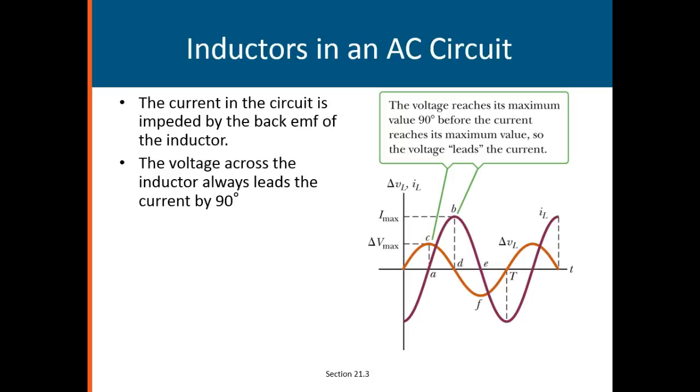When the voltage is at its minimum here, its change is minimal, so that makes zero current across the inductor. Then when the voltage is at its maximum change here, in the positive direction, the back EMF is at maximum in the negative direction. And it continues like that. So the voltage leads the current by 90 degrees in an inductor. In a capacitor, the voltage lags the current by 90 degrees. Does that make sense?